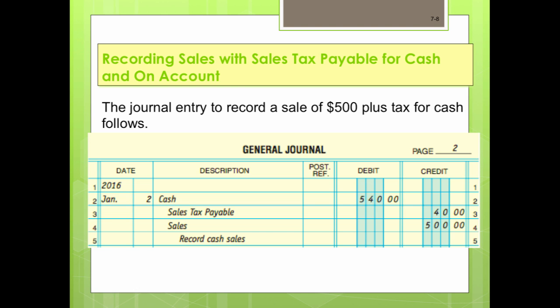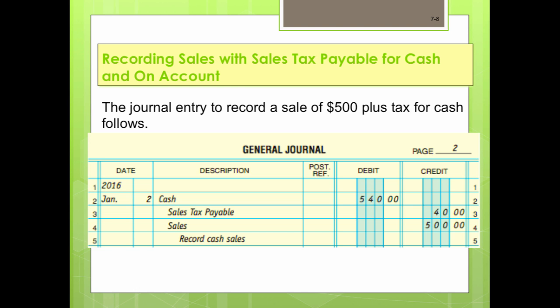So if Max Out Sporting Goods was required to charge its customers an 8% sales tax, which is the 8% sales tax here in California, at least in Orange County, I know that it varies, the amount collected for the sales tax on a $500 sale for cash would be $40. And the way that you actually determine that amount is by multiplying $500 times 8%. You'll do that in a simple calculator and it'll give you a total of $40.